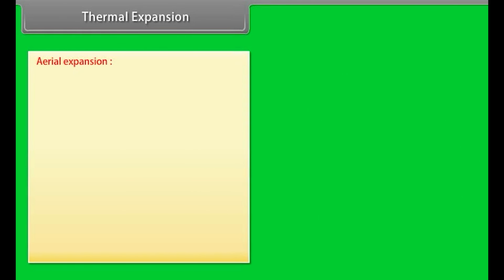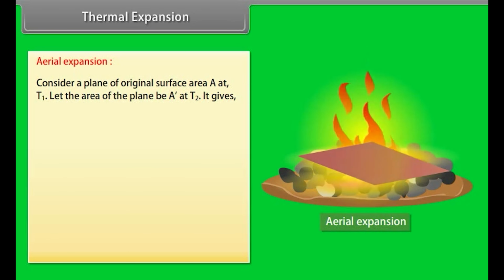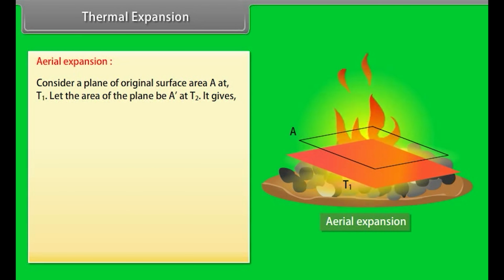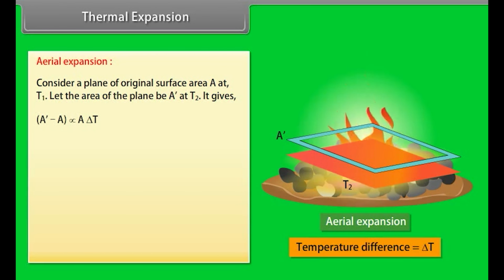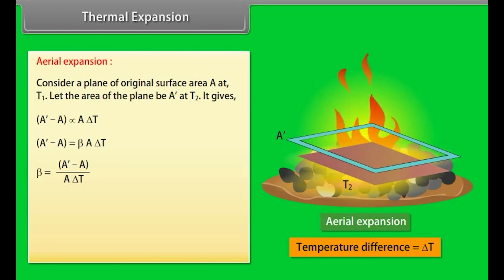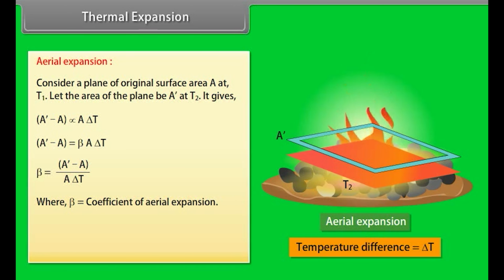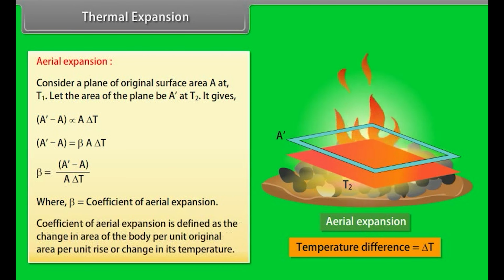Aerial expansion. Consider a plane of original surface area A at temperature T1. Let the area of the plane be A dash at temperature T2. It gives A dash minus A is directly proportional to A delta T, or A dash minus A is equal to beta A delta T. Value of beta is equal to A dash minus A upon A delta T, where beta is equal to coefficient of aerial expansion. Coefficient of aerial expansion is defined as the change in the area of the body per unit original area per unit rise or change in its temperature.